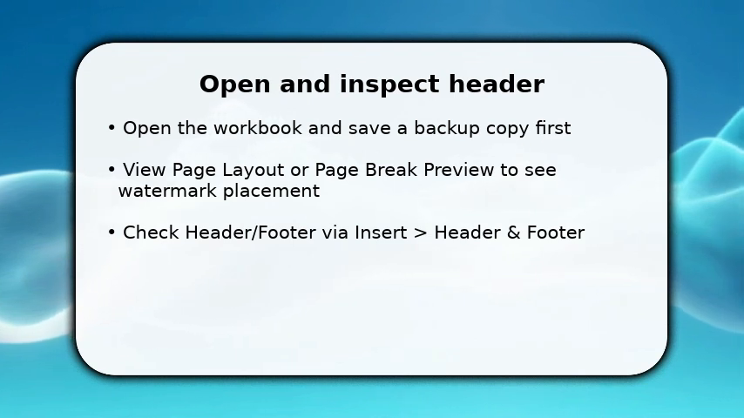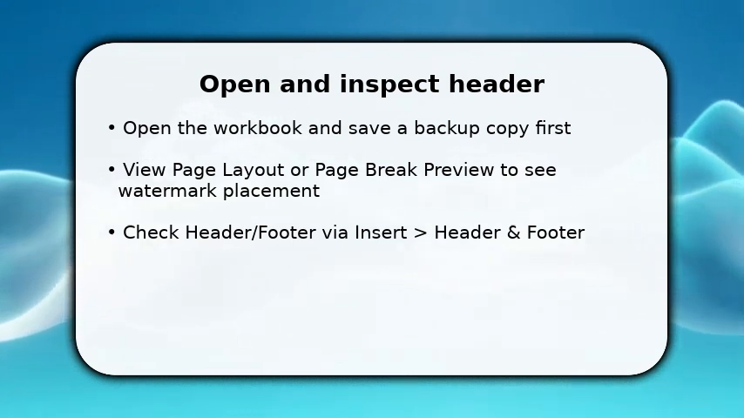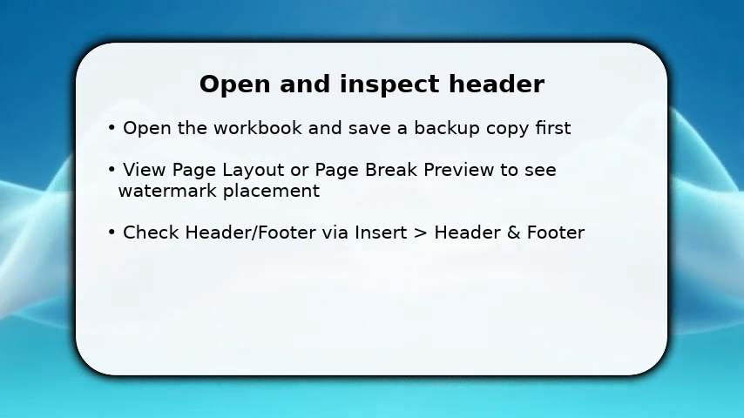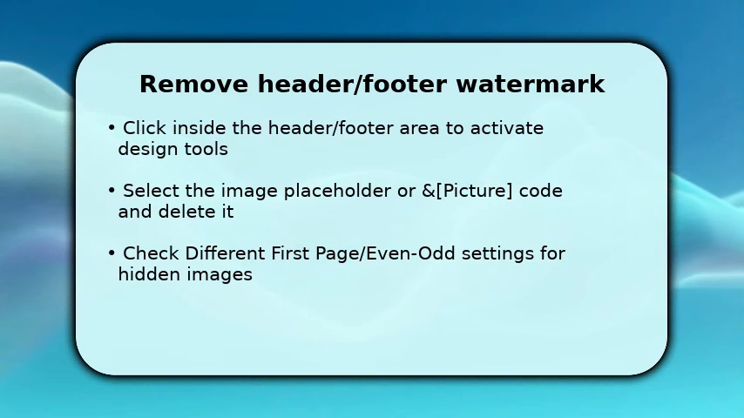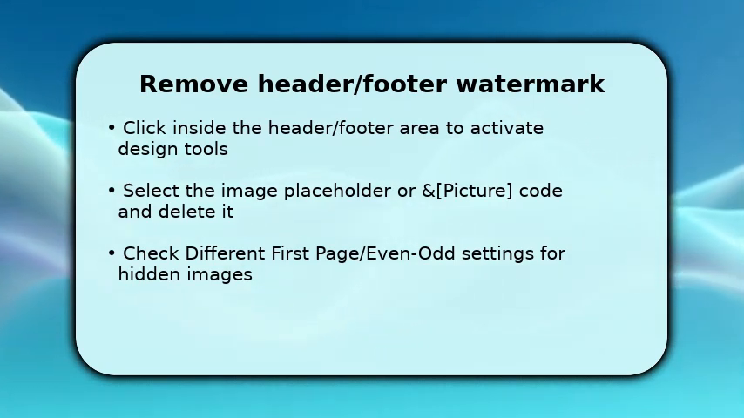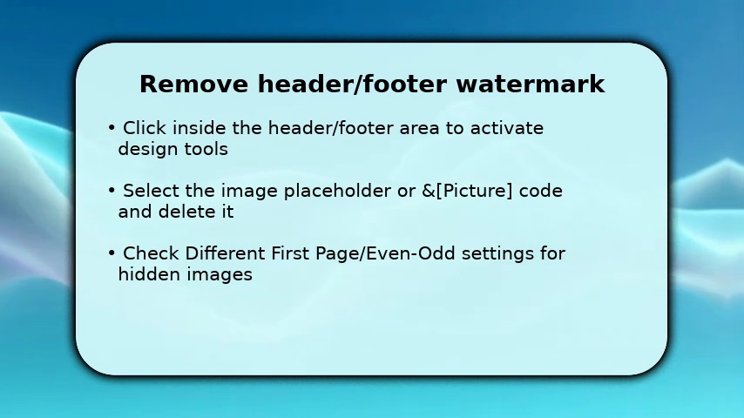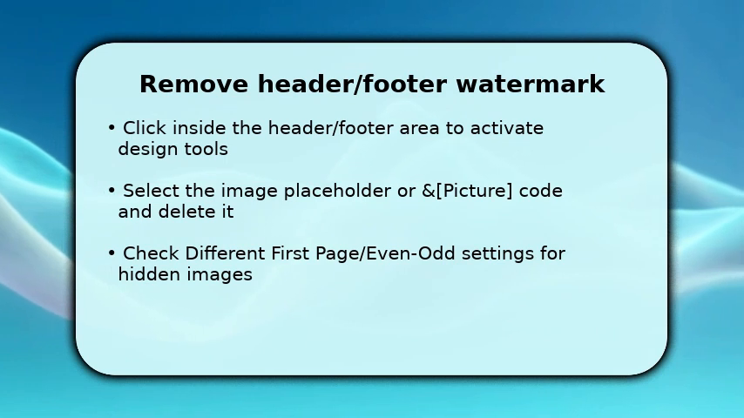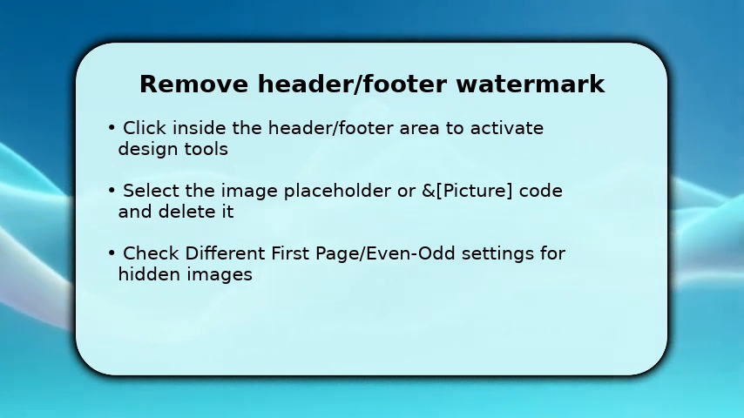You need to identify whether the watermark is in the header, footer, a background image, or a printed header element before removing it. You now remove the watermark from the header or footer. Click inside the header/footer area to reveal header and footer tools. Once the box is active, look for an image placeholder or the &[Picture] code and delete that element. This removes a picture-based watermark.